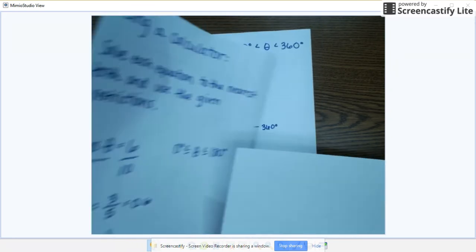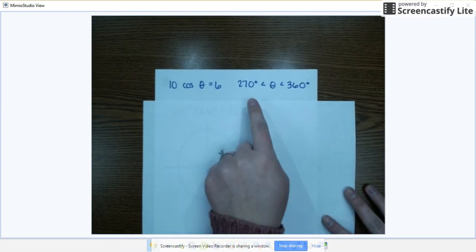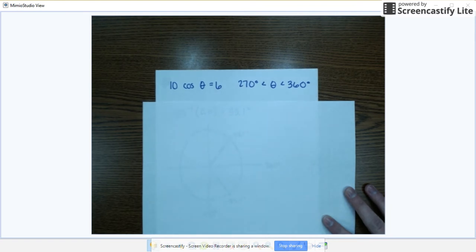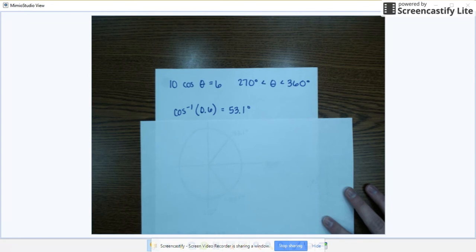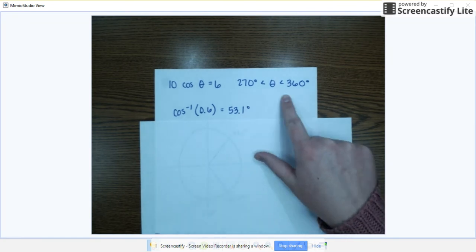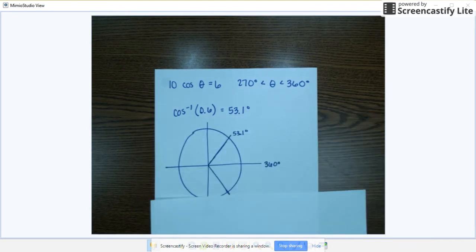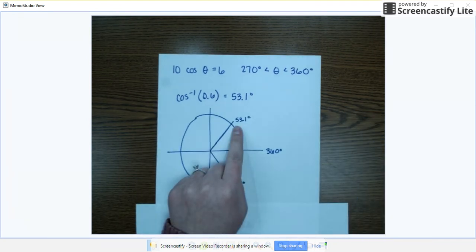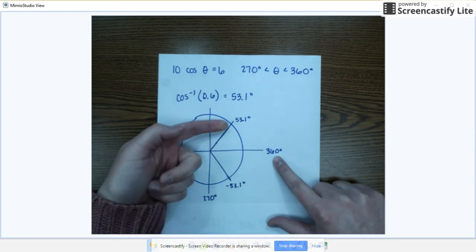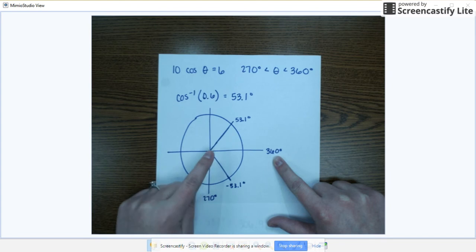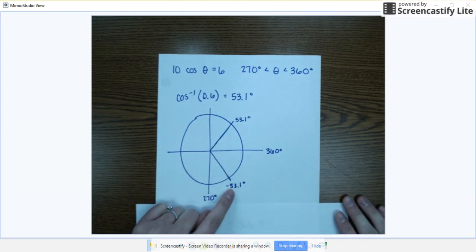We're going to look at a very similar example though. Same equation, 10 cosine of theta equals 6, but this time it has to be between 270 and 360. So using our last example, we know that inverse cosine of 0.6 comes out as 53.1 degrees, but that's clearly not between our two restrictions. So on a unit circle, we have 53.1 degrees here in the first quadrant. We know we need to get down to the fourth quadrant. So if we reflect that angle over the x-axis, or do a -53.1 degrees, that will give us the proper cosine value.